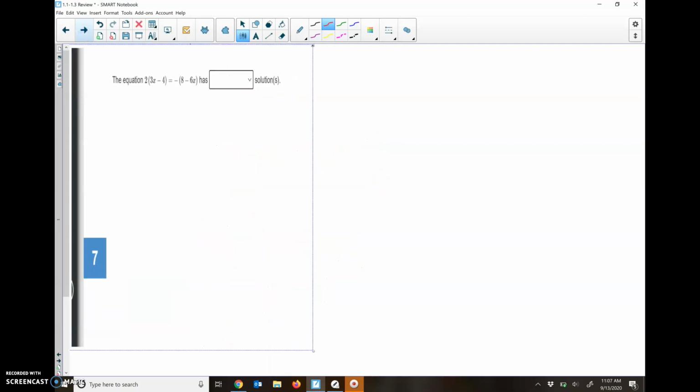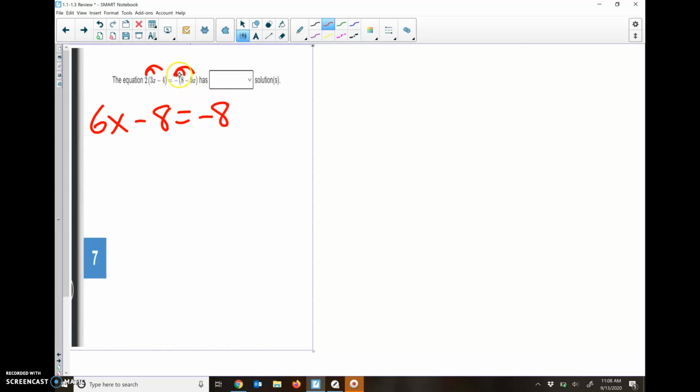Okay. Number 7 wants us to say how many solutions it has, so it has a drop-down menu. First thing we've got to do is distribute. So 2 times 3 is 6x, and 2 times negative 4 is negative 8. This one's kind of tricky. It has just a negative sign on the outside, so we have to distribute that negative sign.